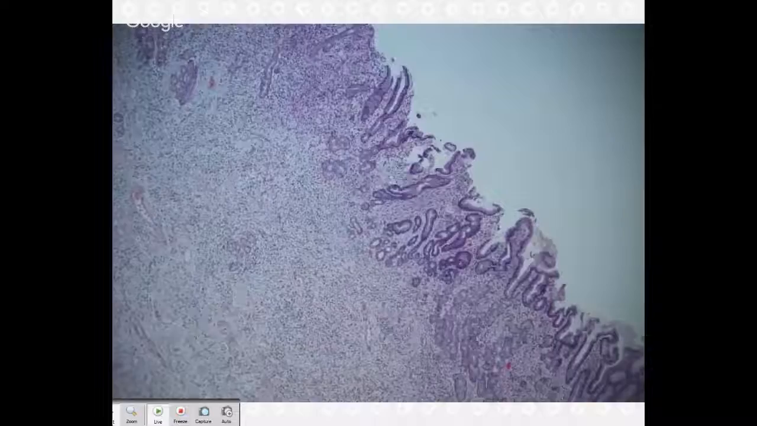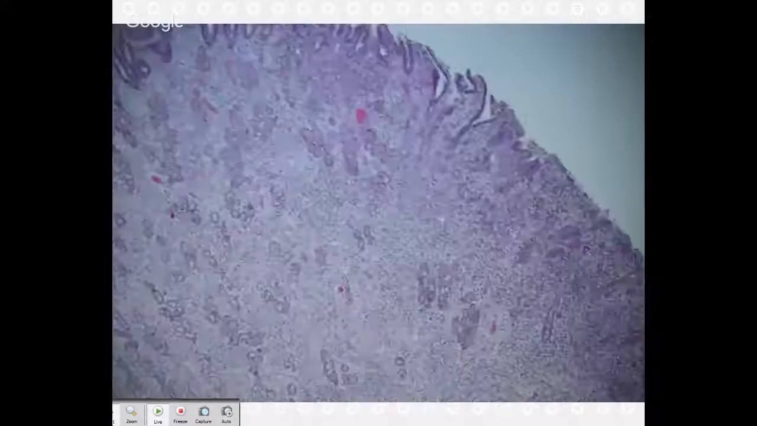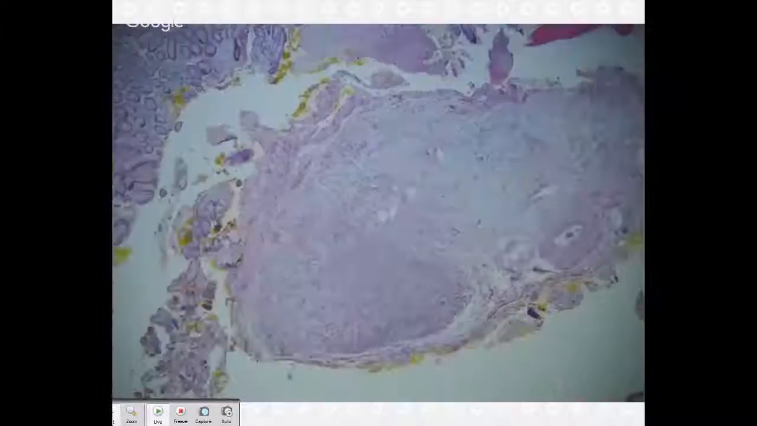Okay, so any ideas as to what you would want to call this lesion? I think one thing we can consider is an inflammatory fibroid polyp. Okay. I like that consideration. Did anyone else have anything on their differential? All right. Fine. It's an inflammatory fibroid polyp.